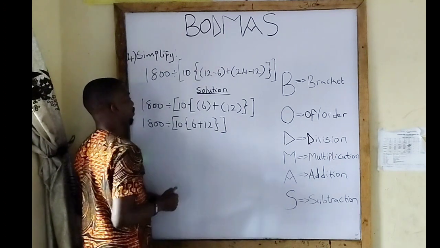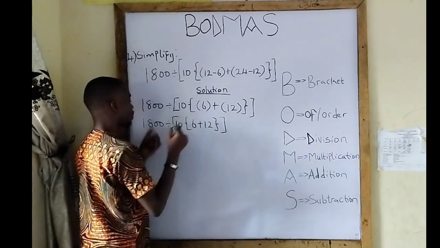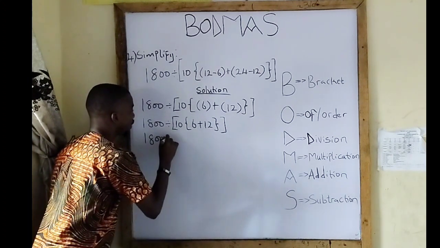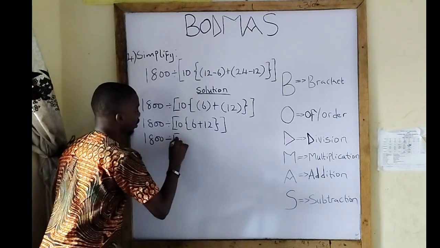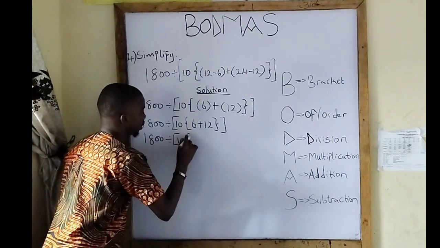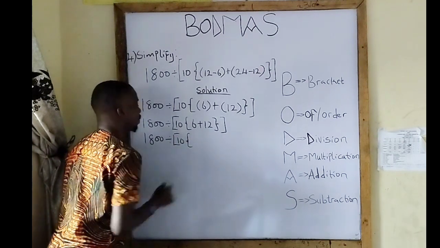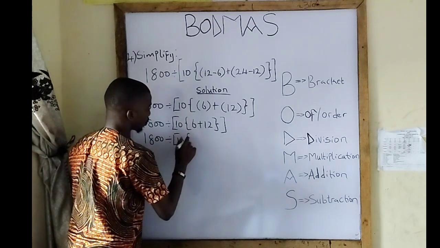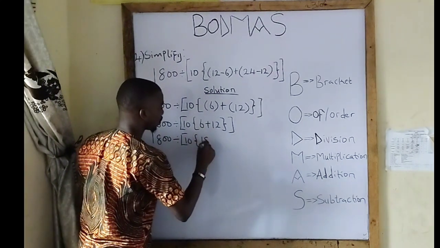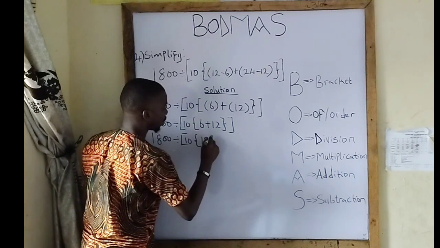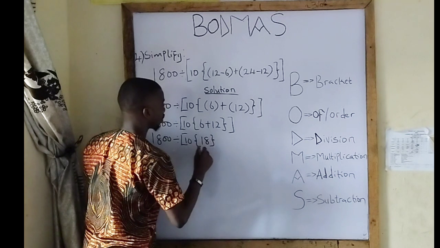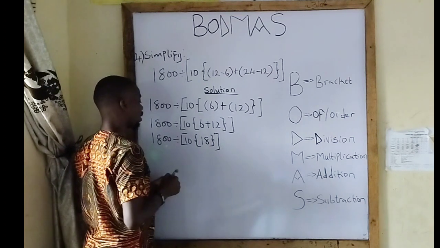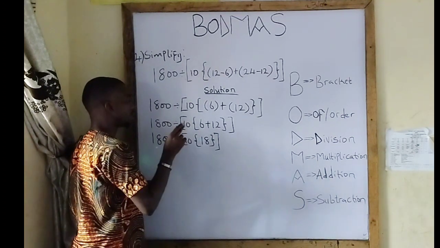Now the bracket is gone, so we are left with the brace. So we have 1800 divided by parenthesis open 10, brace here. 6 plus 12 will give us 18. Parenthesis close. And then to open the brace, we use the 10 outside the brace to open that. We have 10 times 18.